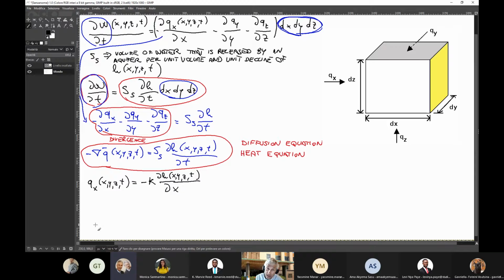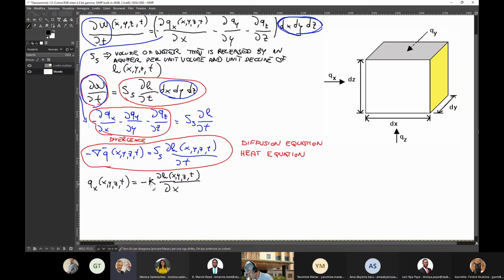Why the minus sign? Because if you want to originate a flow, you need a decline of the hydraulic head. So the flow is positive. The derivative of H with respect to X is negative because it's a decline. And therefore, to relate a negative quantity on the right-hand side with the positive quantity on the left-hand side, you have to introduce a minus sign. Okay? And then there is K. K is a proportionality constant. It's called hydraulic conductivity.